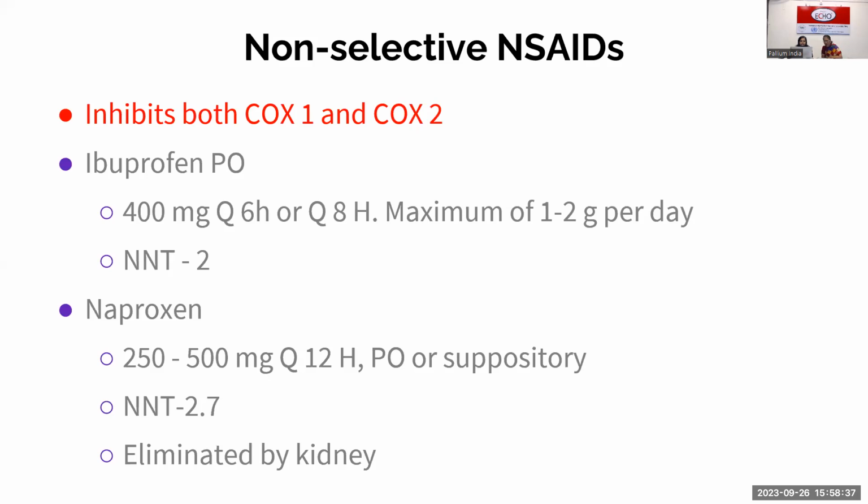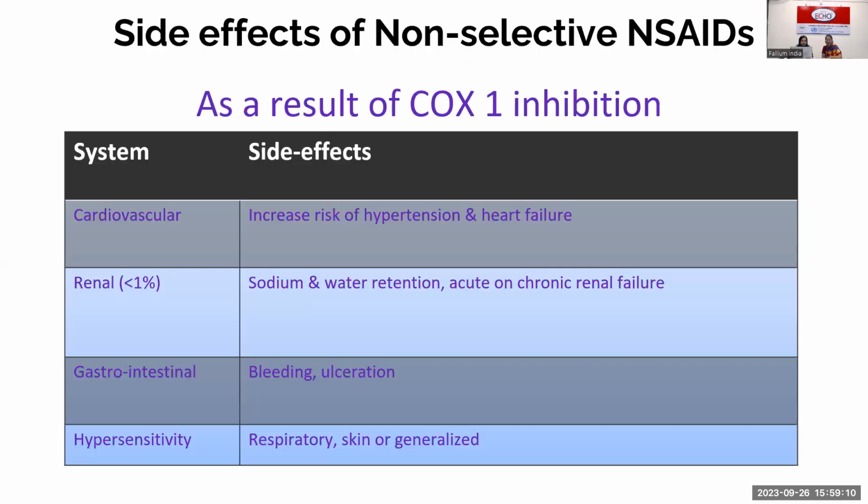Okay, so commonly ibuprofen is used, and basically the dosage is 400 milligrams, 6 or 8 hourly, and maximum dose is also given, and the NNT is again 2, low, so it's effective. Naproxen is also used widely for arthritic type of pain. And you need to remember that naproxen is eliminated by the kidney, and it's normally given 12 hourly. Next slide.